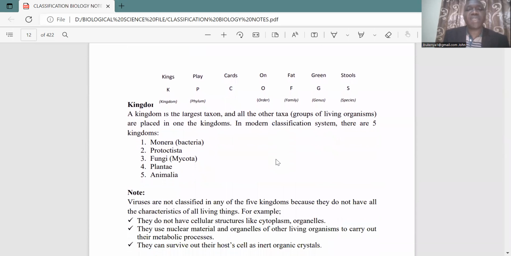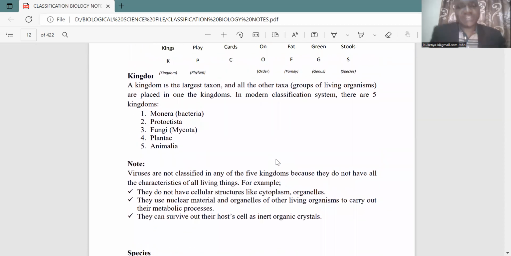And a simple memorizer is here. We can begin with the D. You can say dull kings. Dull kings play cards on fat green stools, meaning that we are actually remembering with the first initial. The first initial dull is D, and that is the domain. K is for kingdom, P for phylum, C for class, O for order, F family, G genus, and S species, which is the smallest taxon, or the smallest taxonomic grouping.